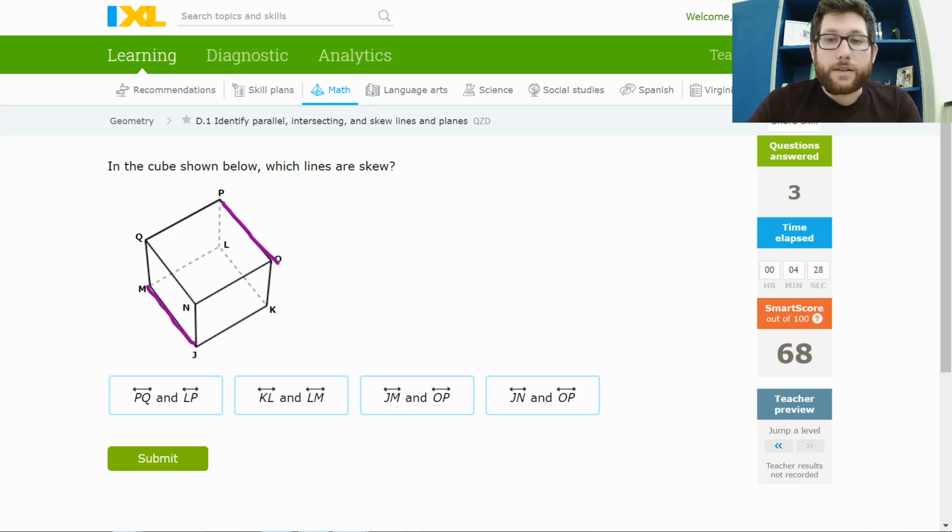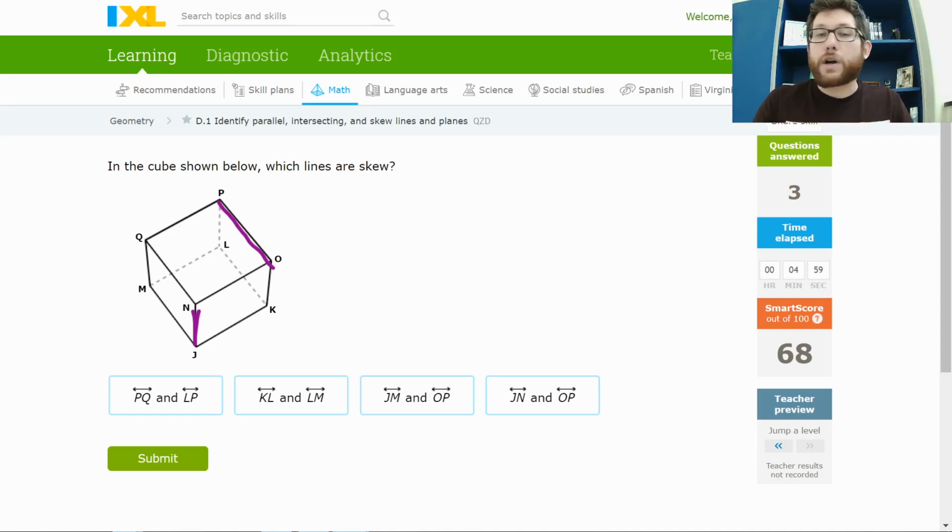So let's take a look at this last one. Let's hope this last one works out for us. I've got JN, so this is kind of a vertical line here, and OP. So notice, I'm sorry, that's not OP, that's QP. There we go, OP. So notice OP and JN, do they cross? They don't intersect. Are they on the same plane? Well, one is going vertically and one's kind of coming this way. There's no one plane that's going to hold both of those lines.